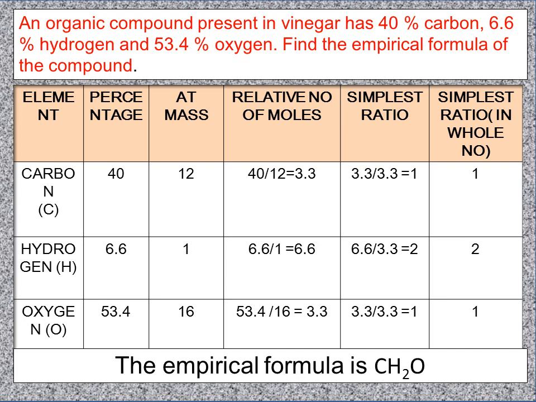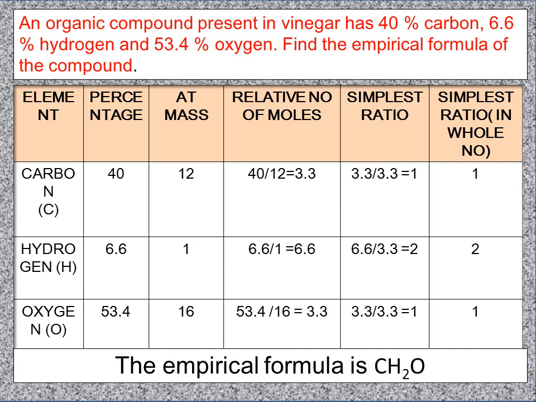Now how will you calculate relative number of moles? We should divide percentage by atomic mass. Percentage of carbon is 40 divided by 12. Percentage of hydrogen is 6.6 divided by 1. And oxygen is 53.4 divided by 16. You will get 40 by 12 as 3.3, 6.6 by 1 as 6.6, 53.4 by 16 as 3.3. Among these three values, 3.3 is the smallest value.